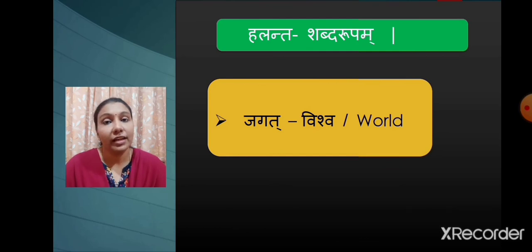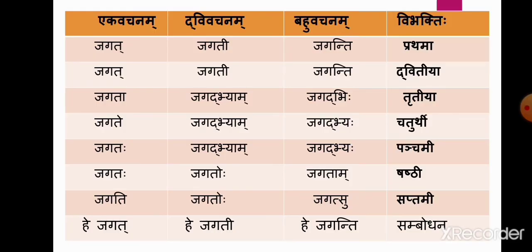The next one is takaranta napunsakalingi shabd jagat. Let's see the forms of the word. Jagat jagati jaganti prathama, jagat jagati jaganti dvitiya, jagata jagadbhyam jagadbhihi tritiya, jagate jagadbhyam jagadbhyah chaturthi, jagatah jagadbhyam jagadbhyah panchami, jagatah jagatoho jagatam shashti, jagati jagatoho jagatsu saptami, he jagat, he jagati, he jaganti sambodhan.